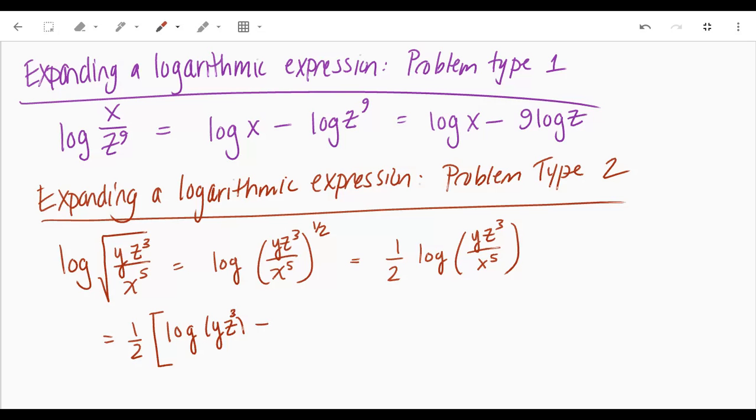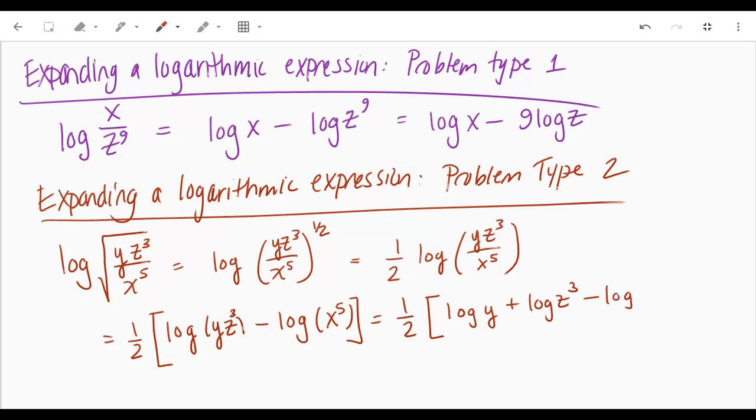Minus the log of x to the fifth. Okay. Now we can split that yz cubed also, and that's what I was just kind of saying, you could do that right off the bat. Log y plus log z cubed minus log x to the fifth.